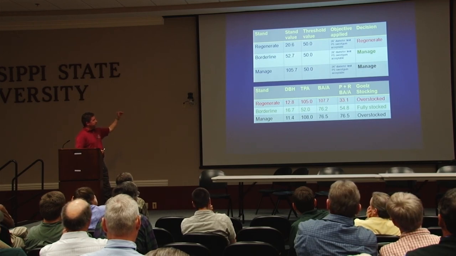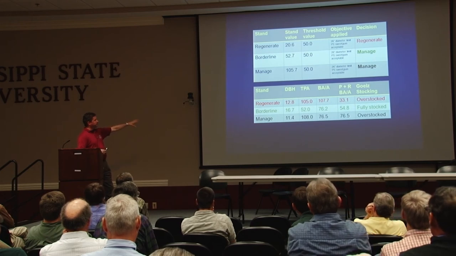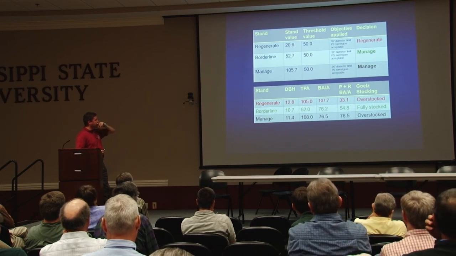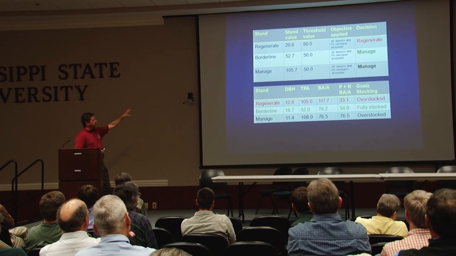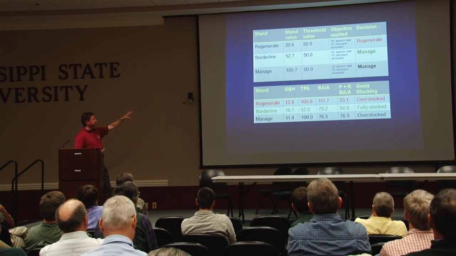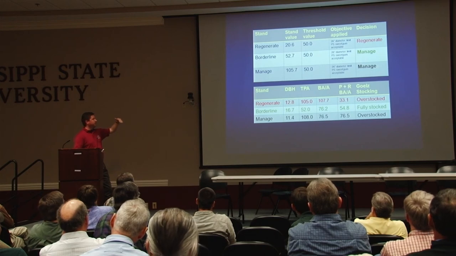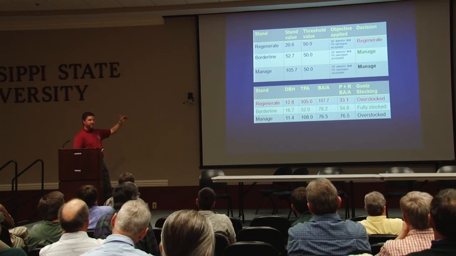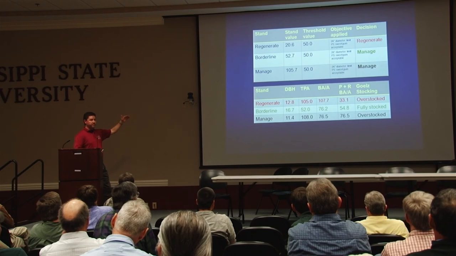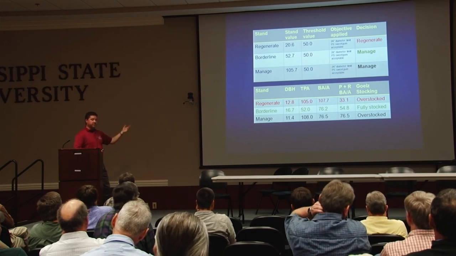And like I was saying, you see this range here, and we'll get down into the second table in a moment. What I call our borderline stand scored 52.7, so it was right there at the threshold value. If it was 49.9, that's regenerated. If it's 52.7, it's managed. Does that mean the model's right?